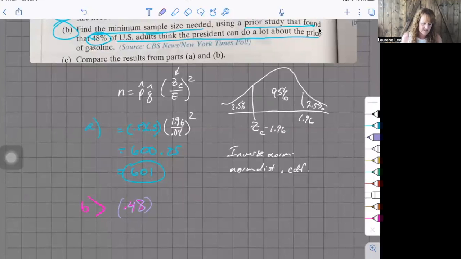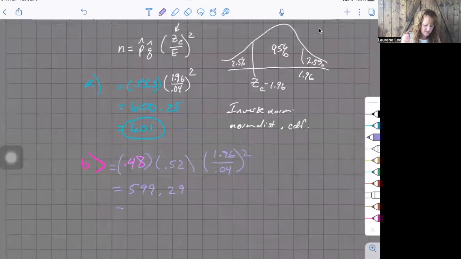So if 0.48 is my p hat, then q hat is going to be 1 minus 0.48, which is 0.52. All of this is the same. We're going to go 1.96, 0.04 squared, and let's crank that out again. Times 0.48 times 0.52. This is going to be 599.29. And we always have to round up. So this is going to be 600.